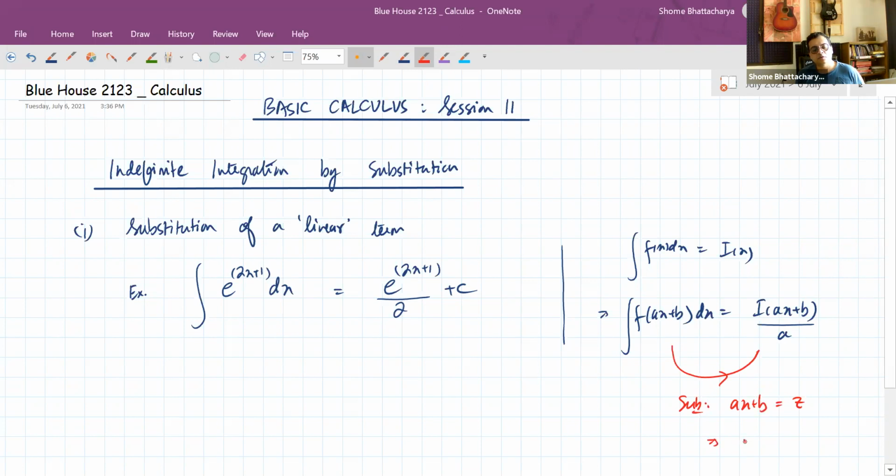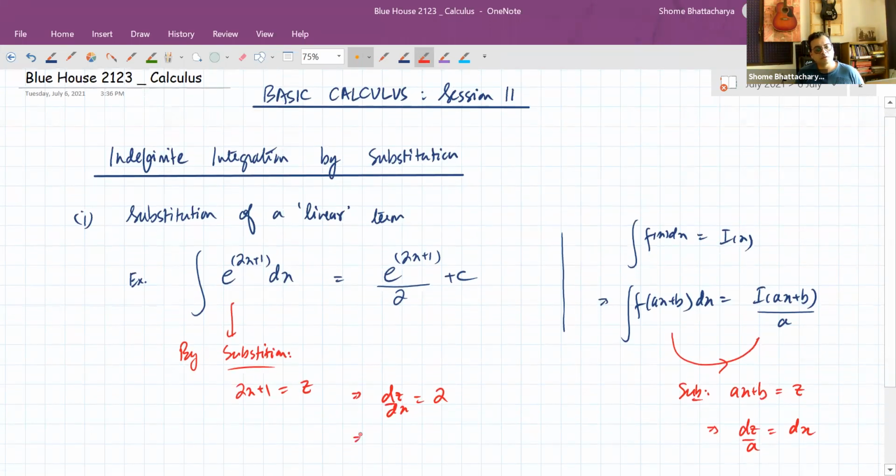So dz became this, and by substituting these things we got this. Okay, so how would we do the substitution in this case, if we are doing it by substitution? We would have to substitute 2x plus 1 as our dummy variable. So that means dz by dx would be 2. So we'd be able to substitute dx as dz by 2.